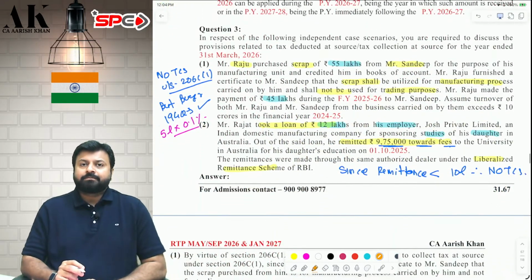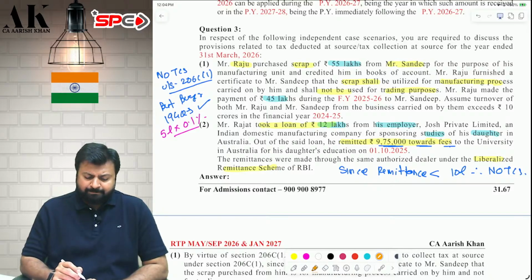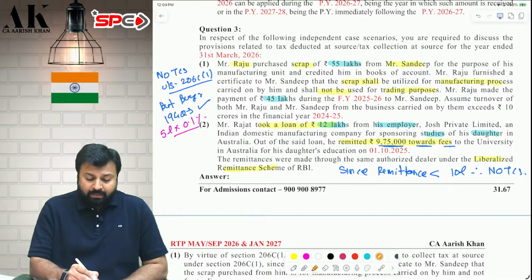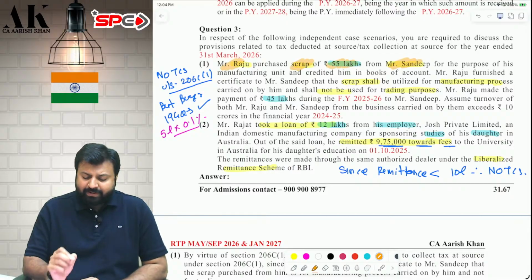Question number 3. A similar question we have done earlier. Point number 1 we have done earlier, similar. Not exactly similar, but kind of similar. Mr. Raju is a buyer and Mr. Sandeep is a seller. Raju is buying some scrap of 55 lakh rupees.